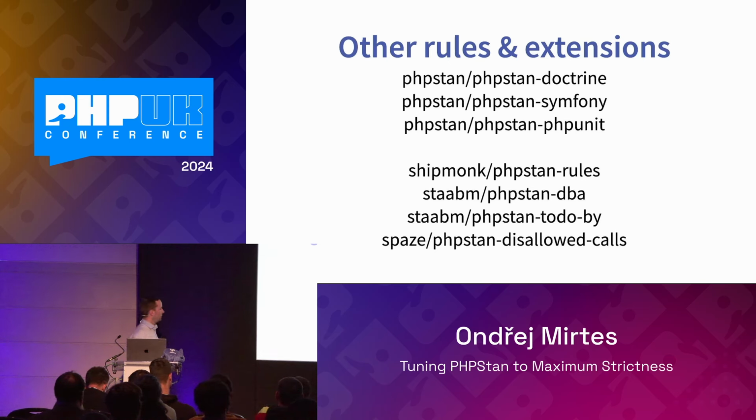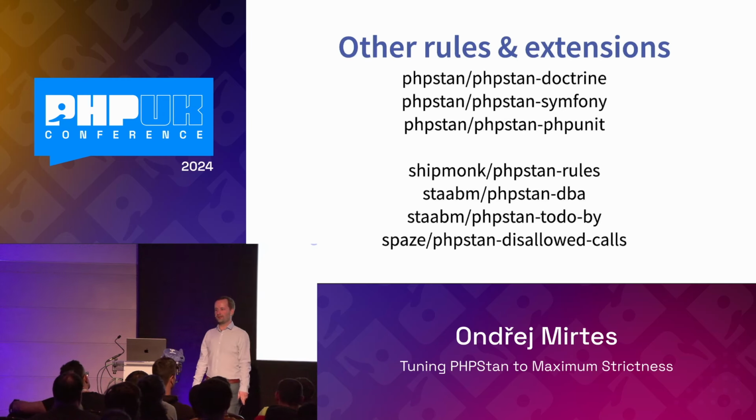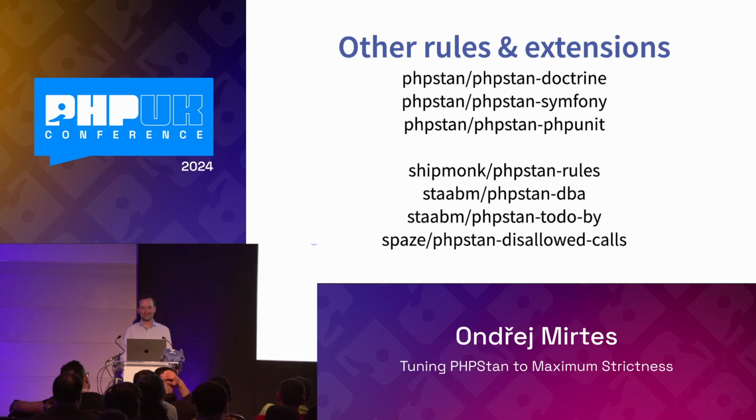Another extension from the same developer, PHPStan TODO by, will look at the TODO comments that you have in your code, and if these TODO comments contain a date, it's going to make the analysis fail after a certain date. So you should look into this. And it also works with some issue trackers. So for example, if the comment mentions an issue number from Jira or from GitHub issues, it's also going to fail if the issue is closed. So it's really brilliant this way.